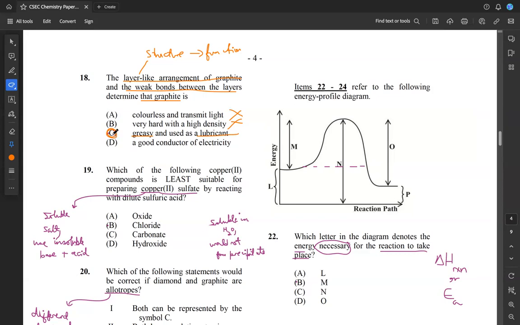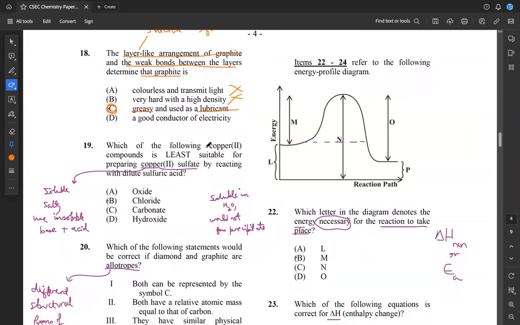All right, so moving along to 19. 19 says, which of the following copper 2 compounds is least suitable for preparing copper 2 sulfate by reacting with dilute sulfuric acid? All right, so we're preparing copper 2 sulfate. That's what we're trying to prepare, and that's a soluble salt, right? So whenever we're preparing soluble salts like copper 2 sulfate, what we want to do is use an insoluble base and an acid, right? So our acid here obviously is dilute sulfuric acid.